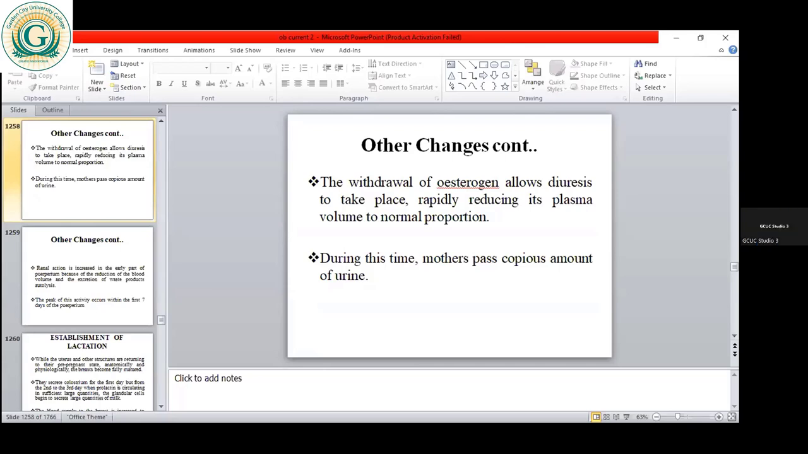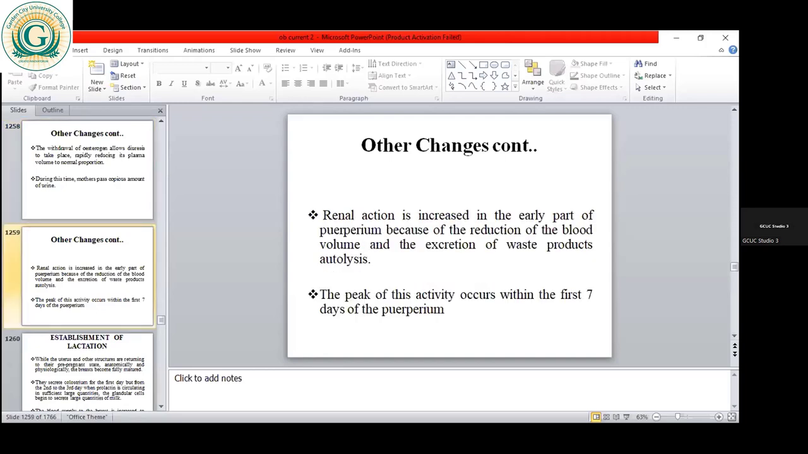During this time, mothers pass copious amounts of fluid. So you should not be surprised that after delivery, a woman passes a lot of urine. Don't be surprised, because changes are taking place in her blood. Renal action is increased in the early part of the period, because of reduction of blood volume and excretion of waste products from autolysis. The peak of this activity occurs within 7 days of the puerperium.